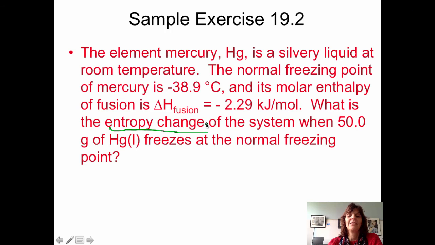So I want to know, what's the entropy change of the system when 50 grams of mercury freezes? So pause and calculate your moles and kilojoules, and then kilojoules per Kelvin for that change. You should get negative 2.45 joules per Kelvin. So if you are freezing, you've got a negative 2.29 kilojoules for 1 mole, multiply it by the number of moles of mercury, and then divide it by the freezing point in Kelvin. Don't forget to do it in Kelvin.